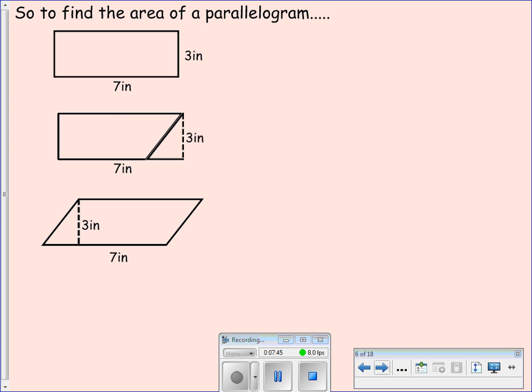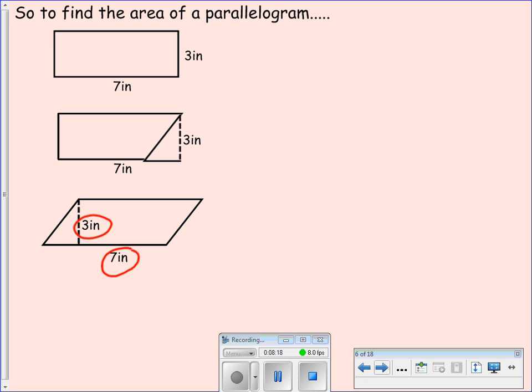Let's practice one together, and then you can start taking your notes. So here is a rectangle. My length is 7. My width is 3. But if I cut out a piece and brought it over here, now I could see the parallelogram. So I would use my base, which is 7, and my height, which is 3. Does everybody see where that height came from?